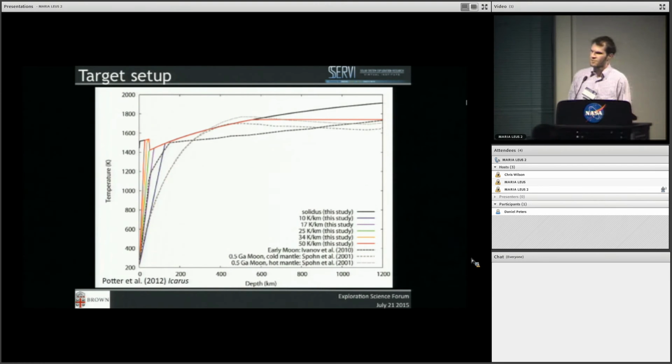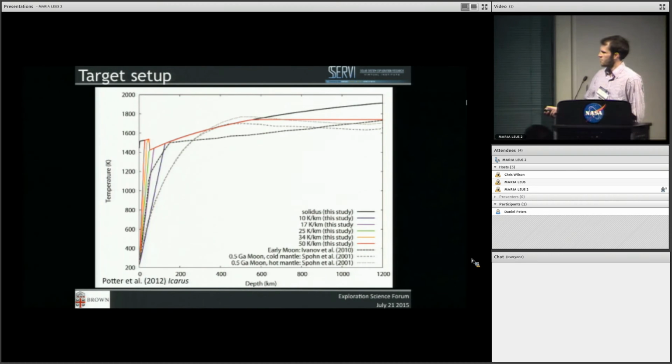Another important parameter to consider is the initial internal temperature of the moon at this time. So this impact is likely to be very young. The moon is likely to also be very hot. And therefore, as a starting condition for the internal temperature, we took our results from our 2012 paper modeling the South Pole-Aitken Basin and used that best fit target thermal profile as our starting condition for these earlier larger impacts.